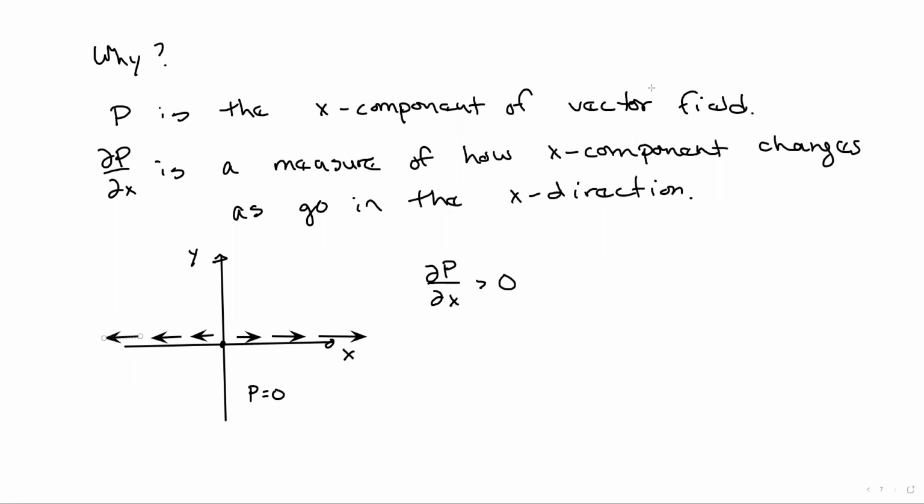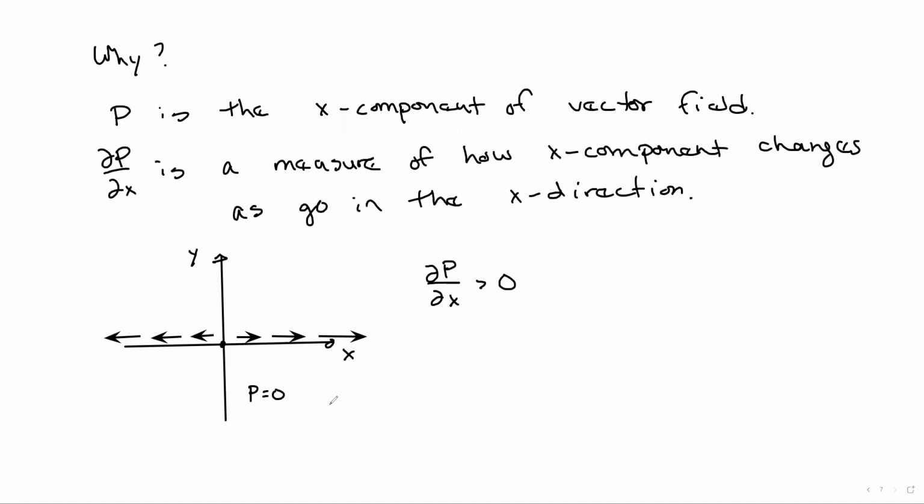And again, the way that you could think about this is, if the partial of P with respect to x is greater than 0, and you start off with a large negative P, then P becomes less negative and less negative, then 0, then positive, then more and more positive. And so this would model P increasing as you moved in the x direction. And since P is the x component, that means that the x component from your vector field increases as you move in the x direction. That models what we've got here.